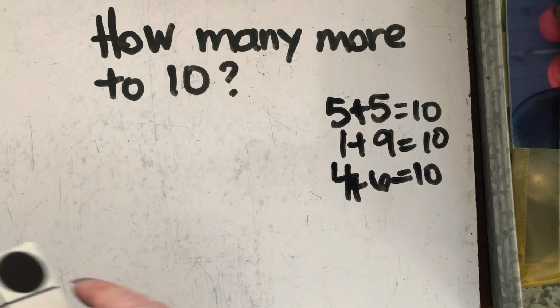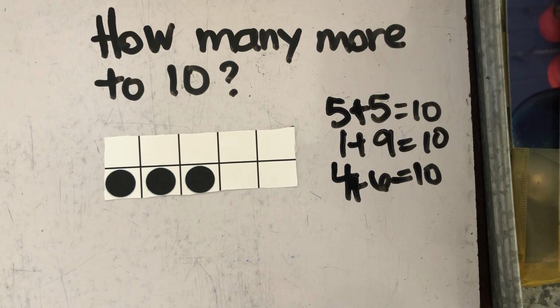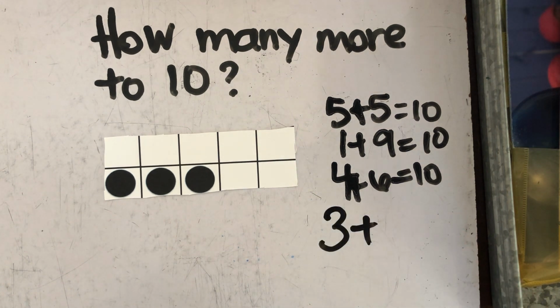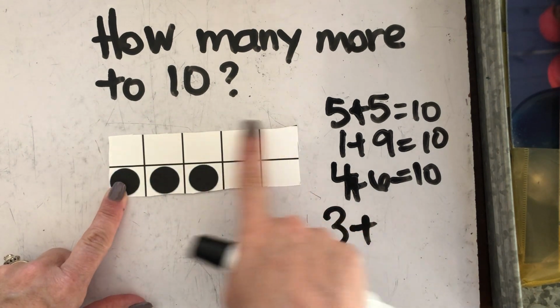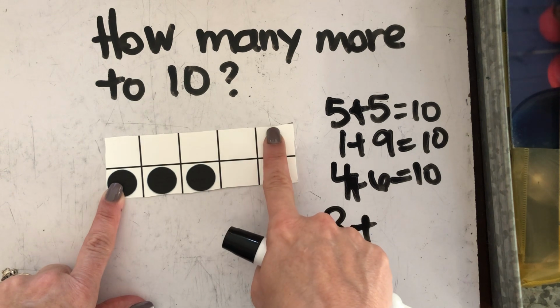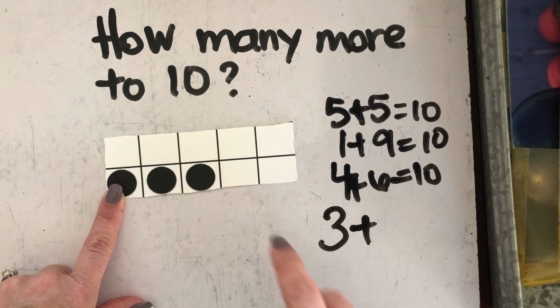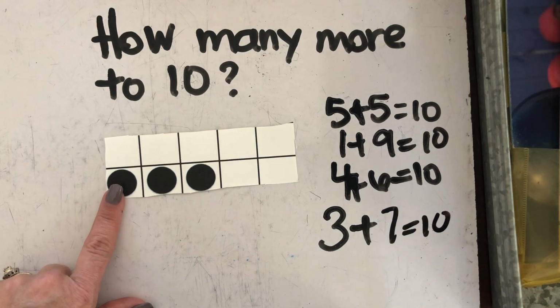Okay, here's another one. How many more to 10? I see 3. How many more to 10? Oh, do you see that all of these are blank? So how many is that? 5, 6, 7. So 3 plus 7 equals 10, right?